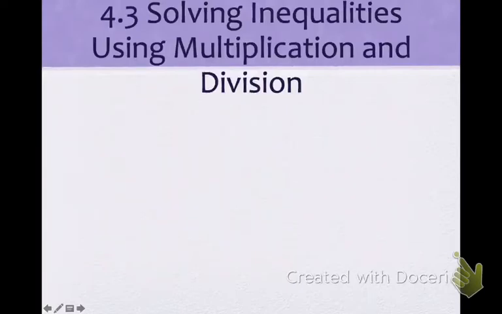We're going to do another flipped lesson. So this is section 3 of chapter 4, solving inequalities using multiplication and division. So you're going to write all of this down in your notebook. Remember, you can pause the video when you need to, and then when you're ready, you move on.